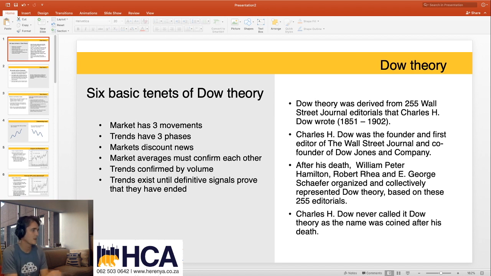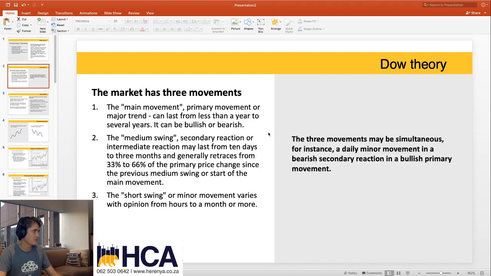In any case, the basic tenets of Dow Theory. There are three basic movements. Trend has three phases. The market discounts news, and all the averages must confirm each other. Most important points here, trends are confirmed by volume, right? The three main movements within a trend are the main move, the medium swing, and the short swing.